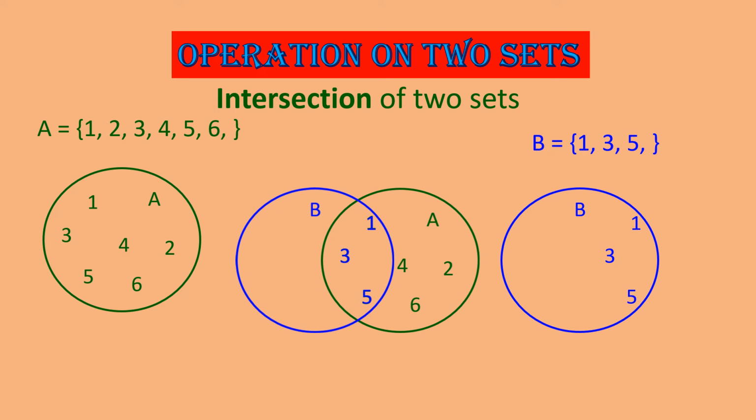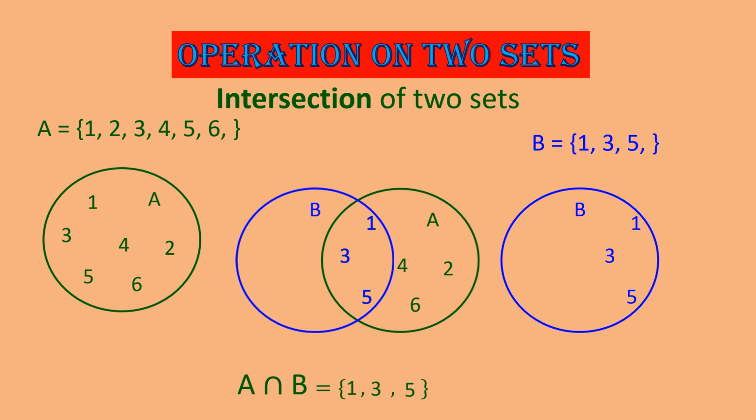So you will find that sets A and B have 1, 3 and 5 common between them. So that is your intersection of two sets. That means the intersection of sets A and B is 3, 5 and 1. So let us see here, how do we write it down? A intersection B equals 1, 3 and 5. I hope it is clear.